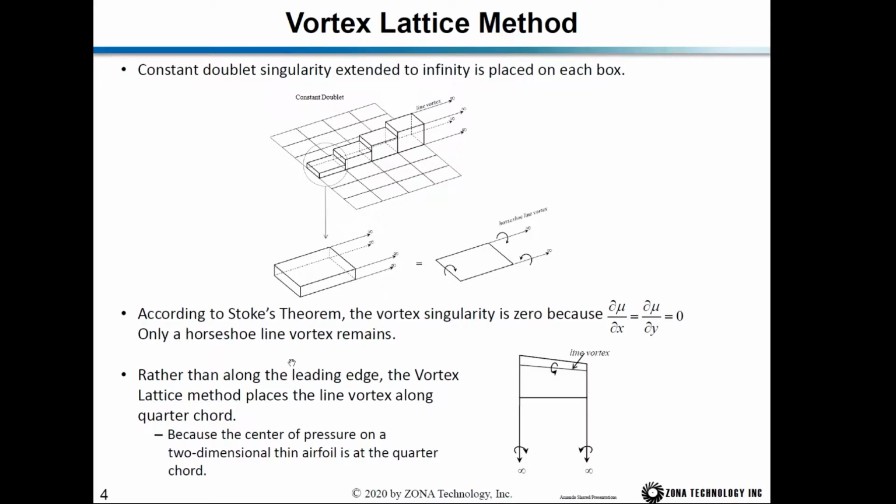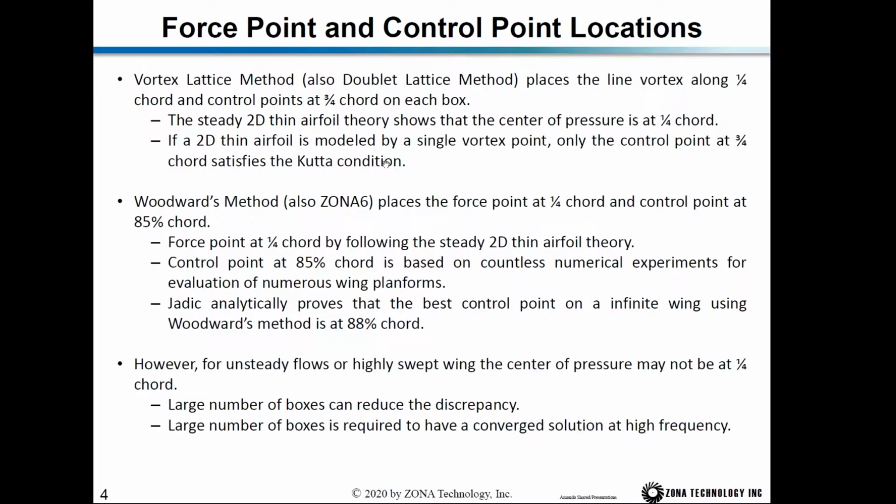However, rather than placing the line vortex along the leading edge, in the vortex lattice method they place the line vortex along the quarter chord, because the center of pressure on the 2D thin airfoil is at the quarter chord. The vortex lattice method, also the doublet lattice method, places the line vortex along the quarter chord and a control point at three quarter chord on each box. Because the 2D steady thin airfoil theory shows that the center of pressure is at the quarter chord, if you put a single vortex at the quarter chord and also put the control point at the three quarter chord, you can satisfy the Goddard condition, and you can get the exact solution.